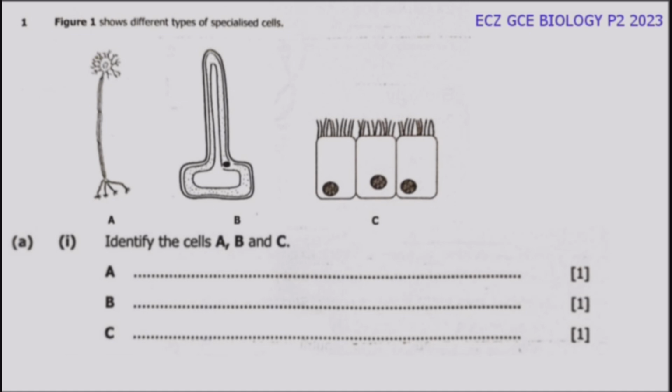So we start with question 1B1, which is: identify the cells A, B, and C. So what is cell A? Cell A is motor neuron. That is motor neuron. So cell A is called motor neuron. Cell B, that is root hair cell. That is root hair cell. Cell C, that is ciliated cell. That is ciliated cells. Okay.